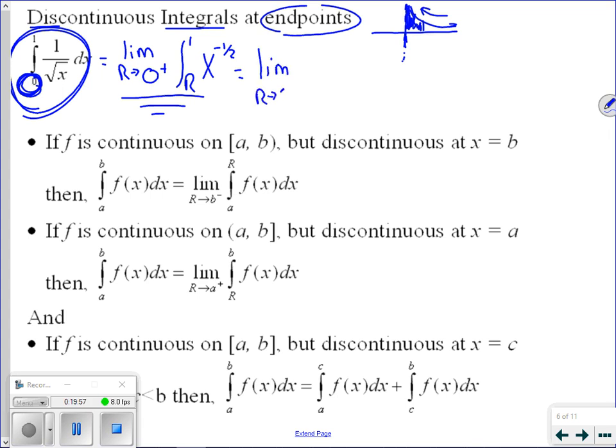So we got the limit, r approaches 0 from the right. If I were to integrate this, that would be 2 x to the positive 1/2, or 2 square root of x evaluated from r to 1. You can do the limit. r approaches 0 from the right. We can plug 1 into that. Subtract, plugging r into that.